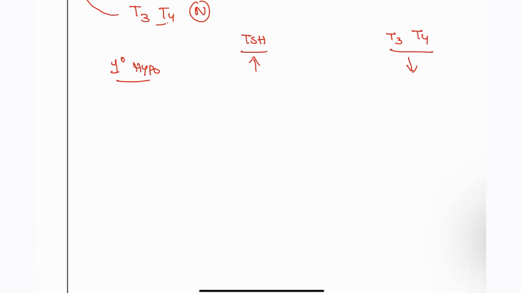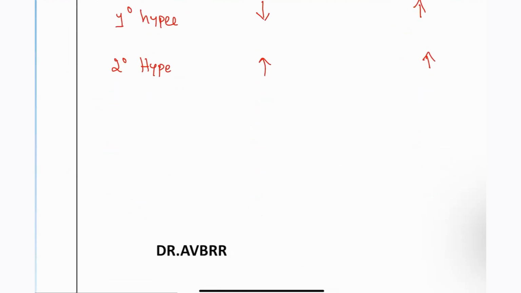Next, secondary hypothyroidism. In secondary hypothyroidism, the TSH will realize that something is wrong with T3 and T4, so it is going to be decreased. Next, primary hyperthyroidism. Again, negative feedback mechanism: the T3 and T4 are already high, so TSH is going to decrease. In secondary hyperthyroidism, both are going to be increased here. So these are the mechanisms that you have to remember.